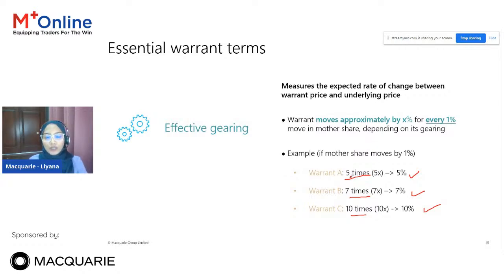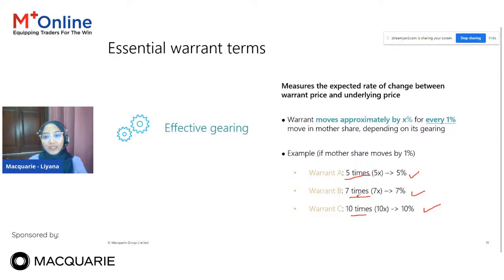Contohnya kalau warrant A dia ada 5 kali effective gearing, kalau mak dia bergerak sebanyak 1%, berapa banyak dia akan bergerak? Dia akan bergerak sebanyak 5%, kalau mak dia bergerak 1%. Jadi kalau mak dia bergerak sebanyak 2%, warrant ni akan bergerak sebanyak 10%, kan? Okay, sebab keyword dia adalah 1% pergerakan mak dia.